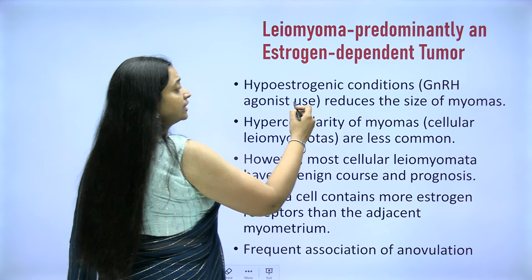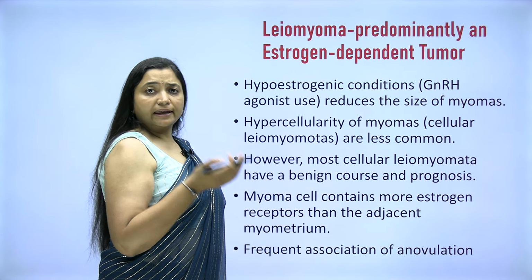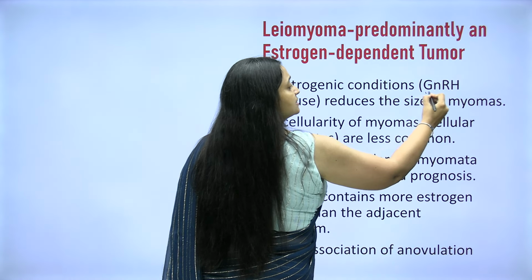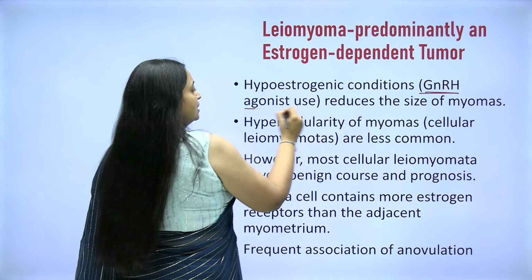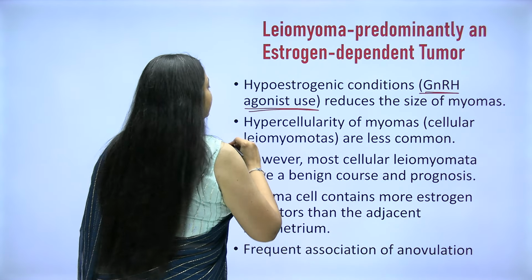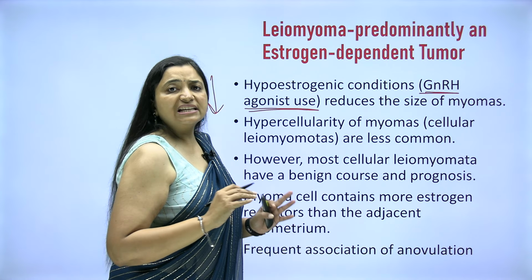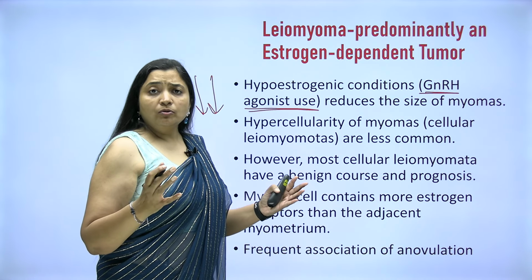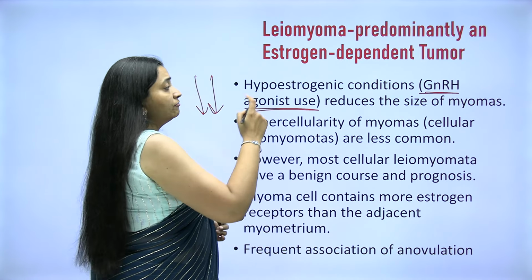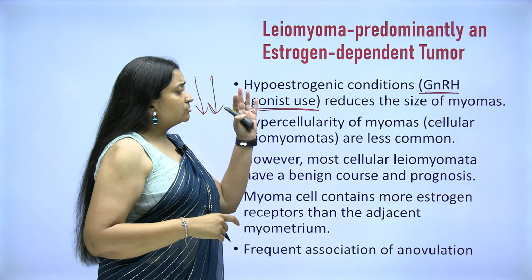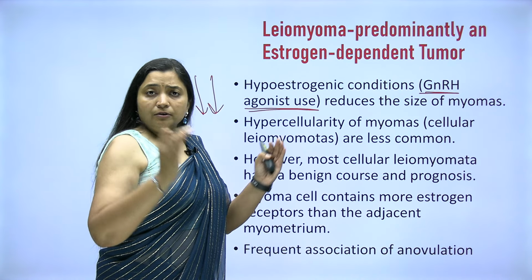Hypoestrogenic states, what are those? We talked about it, like before menarche, after menopause. But yes, there are some drugs like GnRH agonist. GnRH agonist at the end decreases the hormonal milieu in the body. It causes an artificial menopause-like situation. So if we are giving GnRH agonist to the patient for some reason, in cases of fibroid also we give it, it reduces the size.